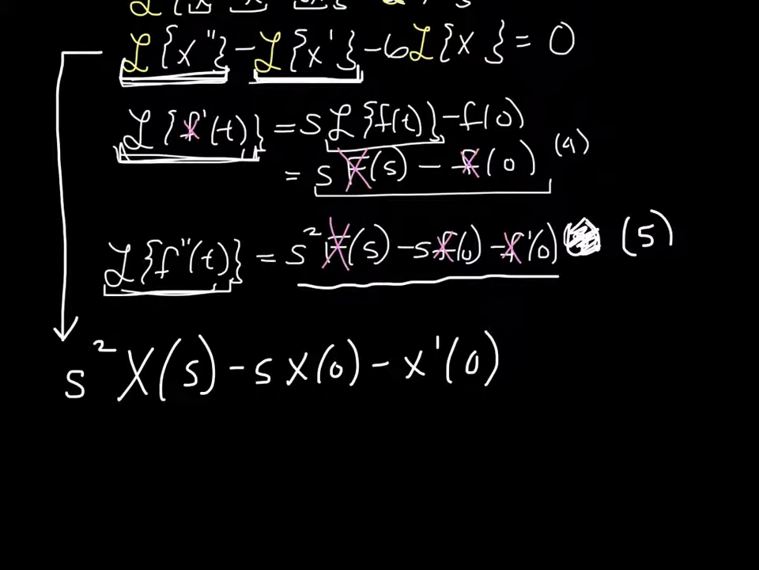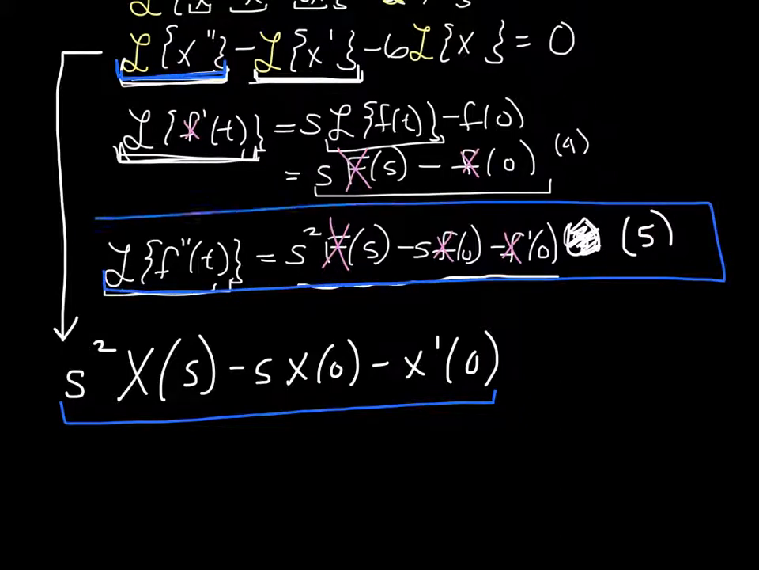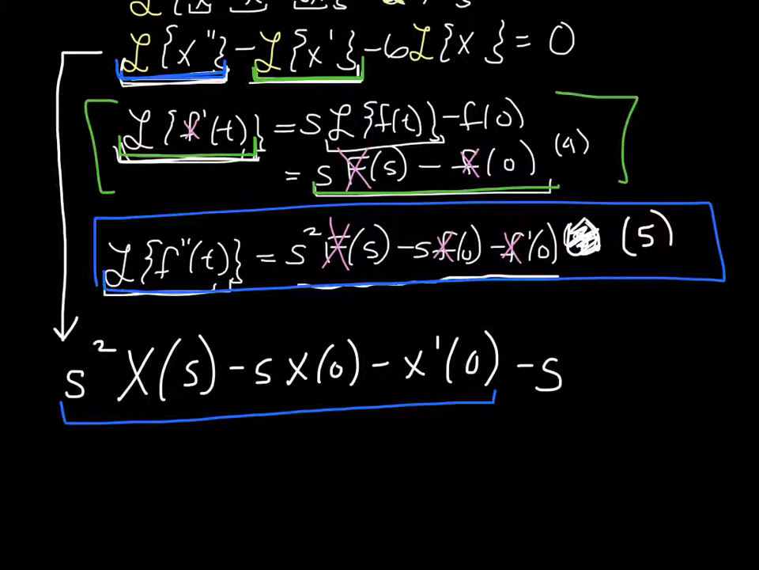So let's do some color coding here, maybe it'll help. Okay, so this is my blue, right? That's this, which is this. And let's use maybe green. And then my first derivative, well, it's right here, which is right here. So we have minus s times chi of s minus x of 0. Okay, that's my green part.